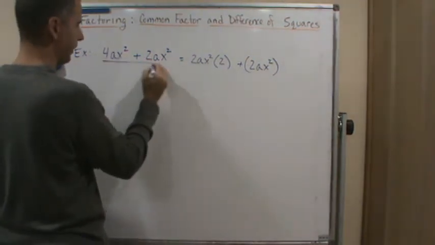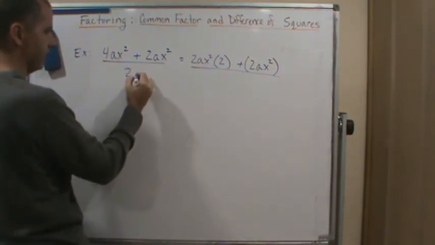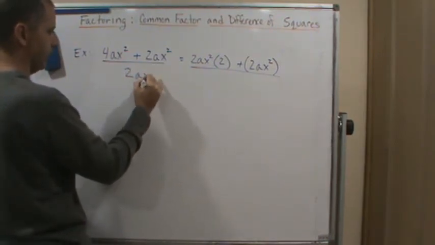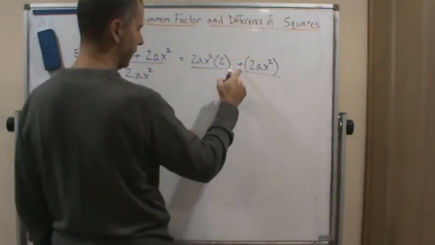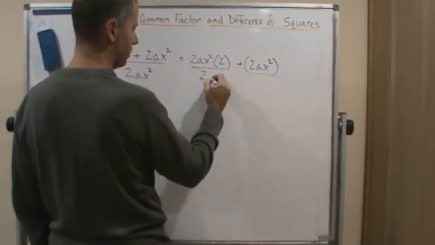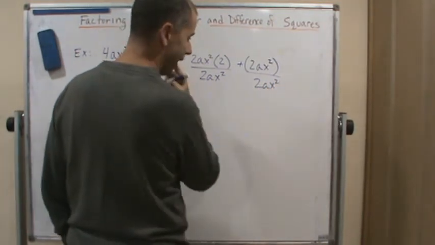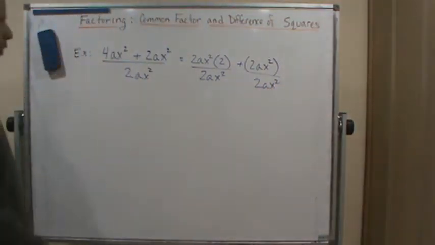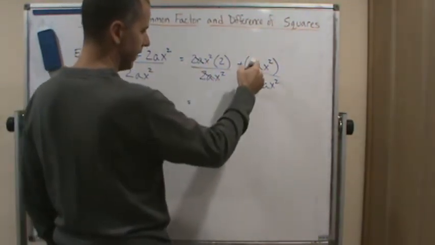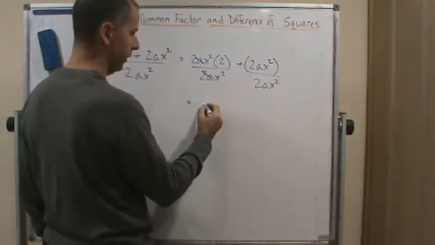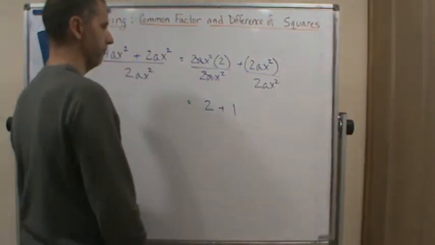And let's divide everything by the common factor that we found. So let's divide this by 2ax squared, and then we're going to divide this by 2ax squared, and this by 2ax squared. Now, notice what happens over here. This cancels with this, and this cancels with this, but this equals 1. So this gives us 2 plus 1.